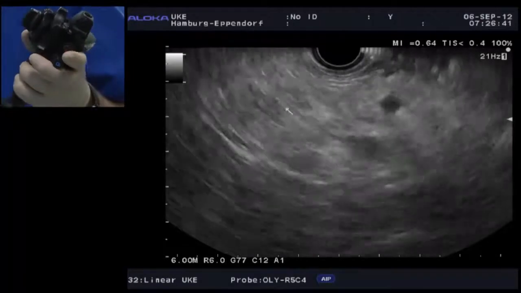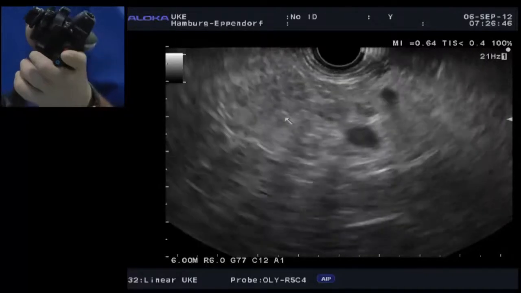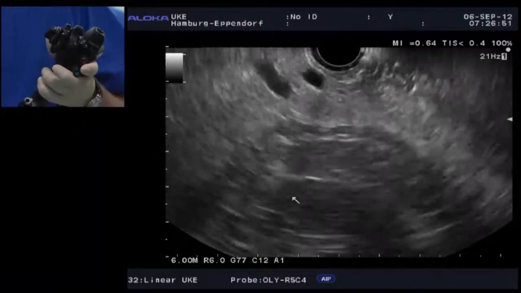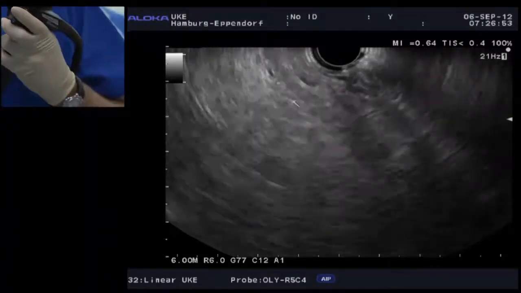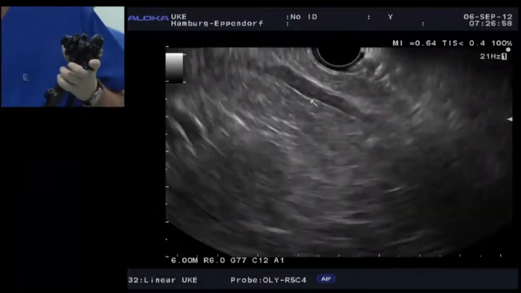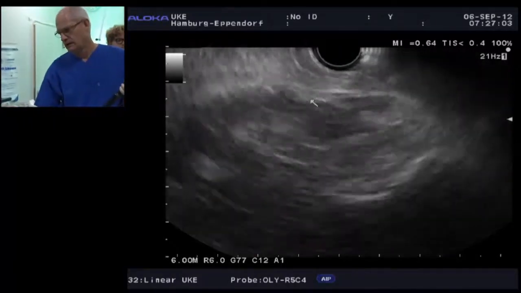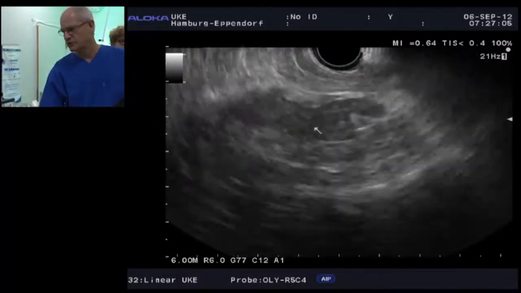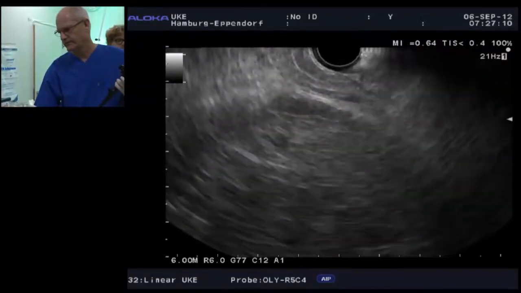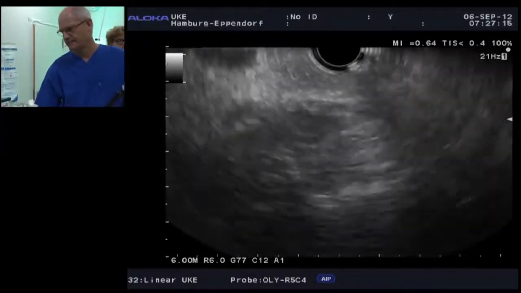So here's the pancreas here. You can see a little bit of ductal structure running through the pancreas here. Here is the kidney down here. This is pancreas up here. Here is probably the adrenal gland between the kidney and the aorta over here. And then we get back to the aorta.